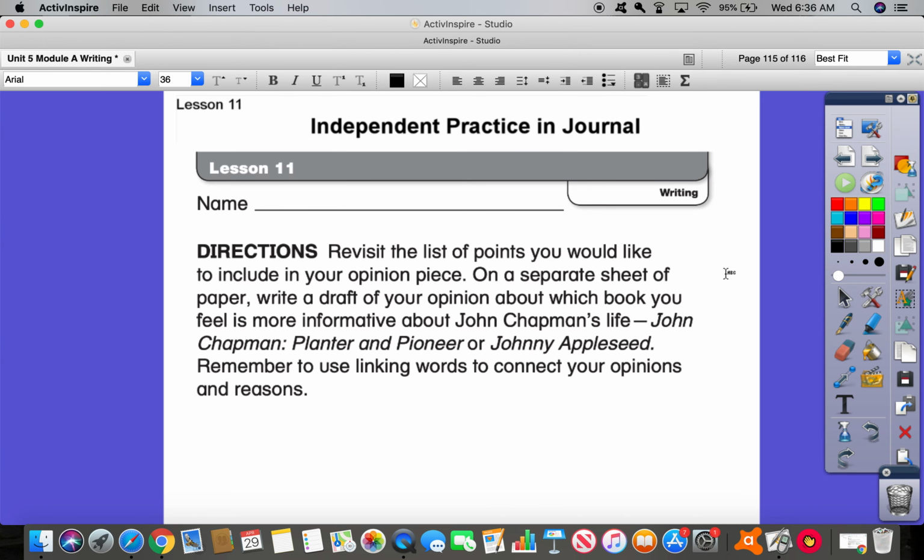So now in your online writing journal, you're going to go back and look at the list of points you would like to include in your opinion piece. This says on a separate sheet of paper, but as always, you're going to be typing it in the Google document that's your writing journal. Write a draft of your opinion about which book you feel is more informative about John Chapman's life: John Chapman, Planter and Pioneer, or Johnny Appleseed. Remember to use linking words to connect your opinions and reasons.